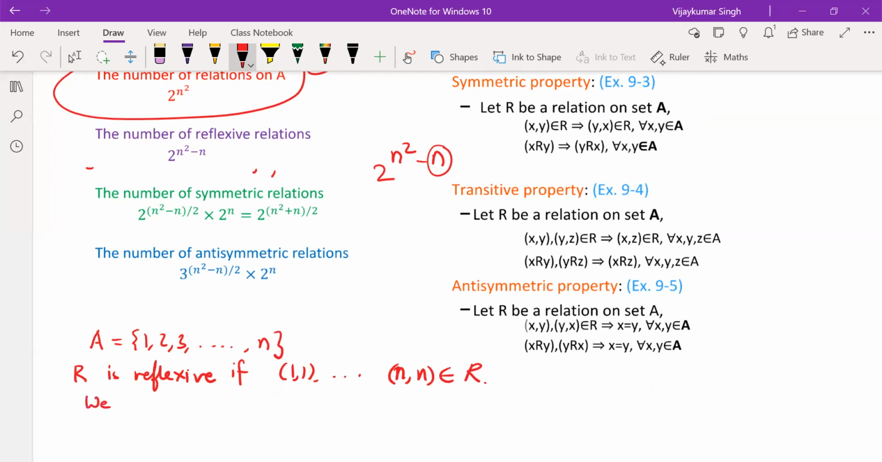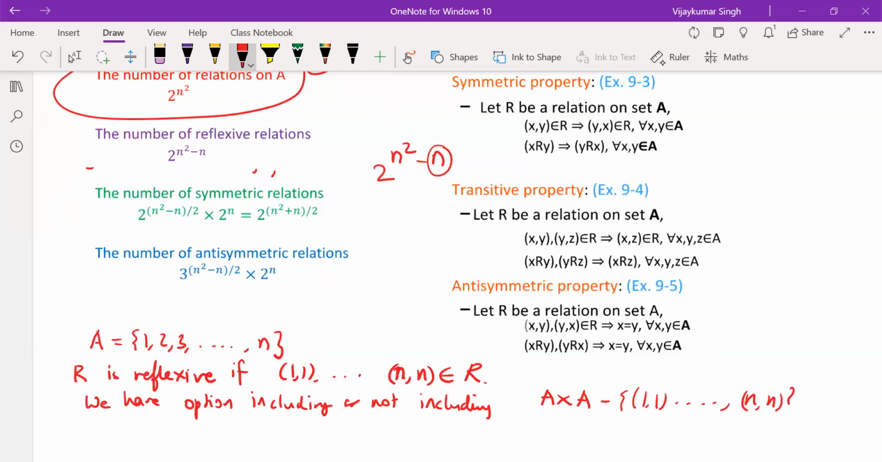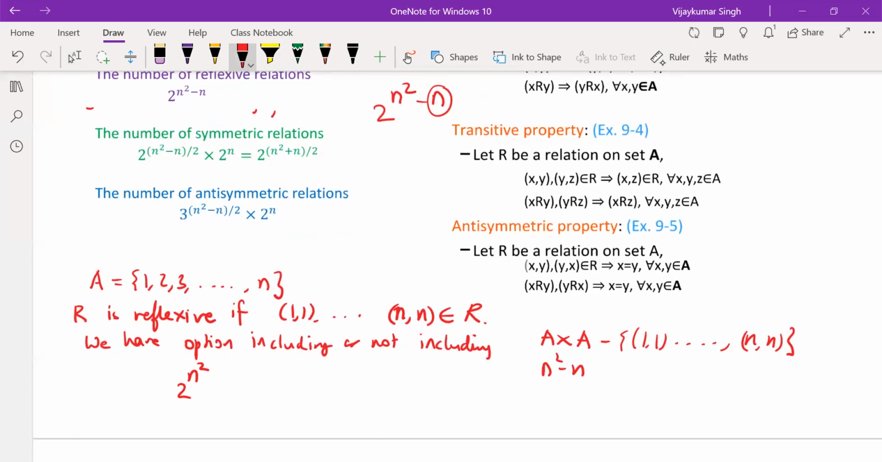So now we have the option of including or not including elements of A cross A minus the (i,i) pairs. Do you agree? These are mandatory. They cannot be not there. And out of that, the size is going to be an n square minus n size set. We have the option of including or not including. So it's going to be what? 2 to the power n square minus n. If you include or not include.